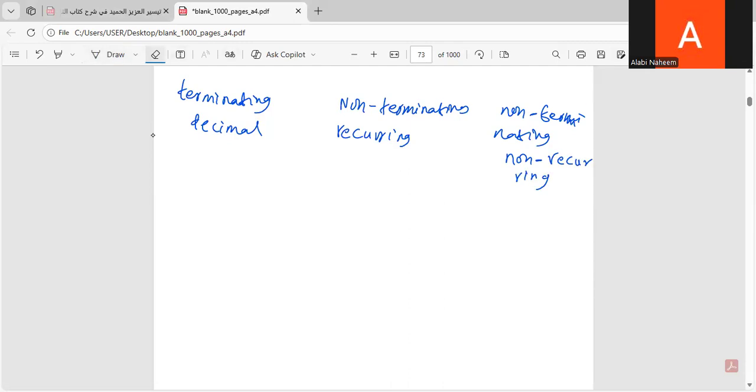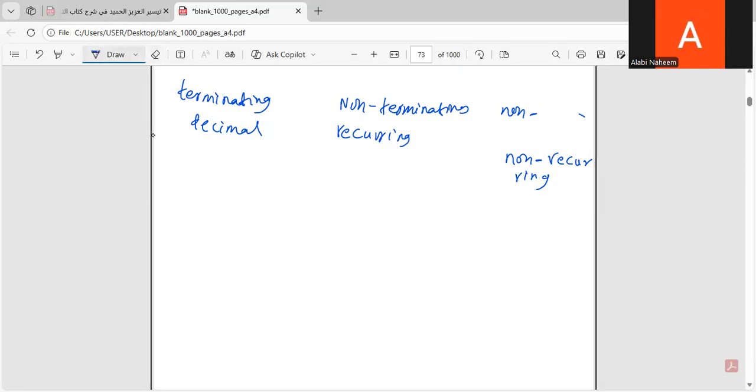Examples of each: for terminating decimals, 1.25, 0.3, and the likes. As the name suggests, a terminating decimal has an end. You can see 1.25, that's the end of the decimal. 0.3, that's the end. 1.5, that's the end. But a non-terminating recurring decimal is endless, it does not have an end, and it's also recurring.